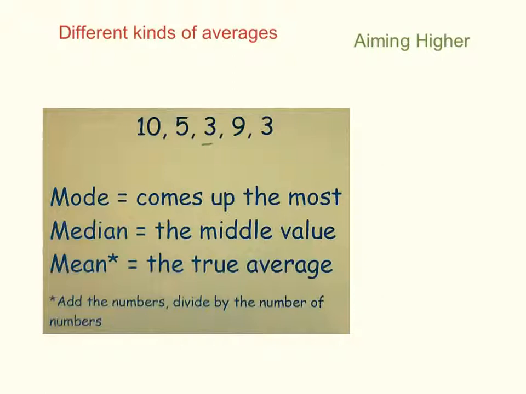In this case, from the numbers 10, 5, 3, 9 and 3, I'll be saying, well, the mode is actually 3. It's because there are two 3's. It's the one that comes up the most.